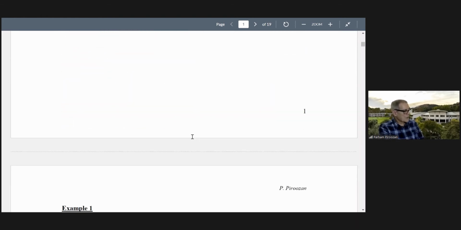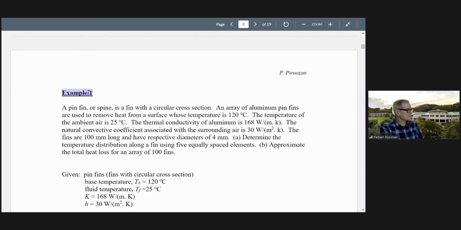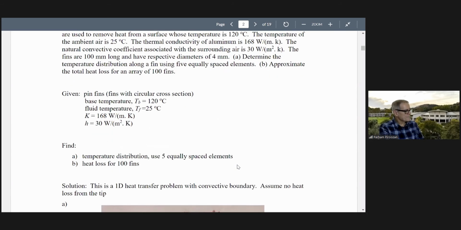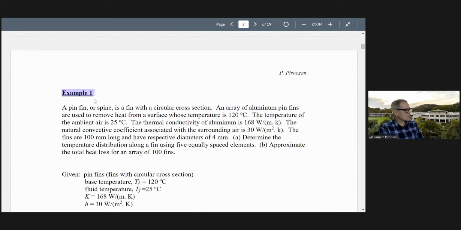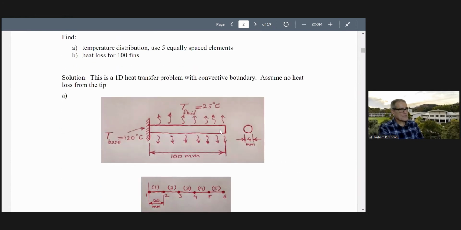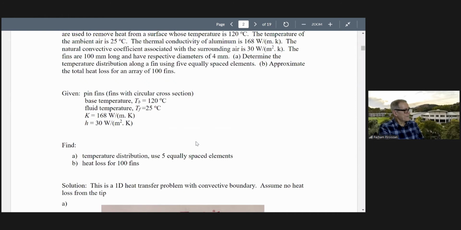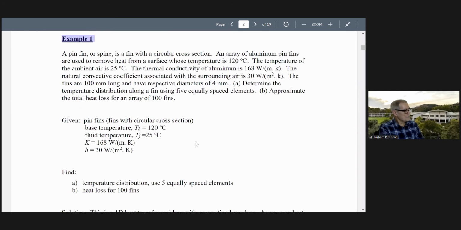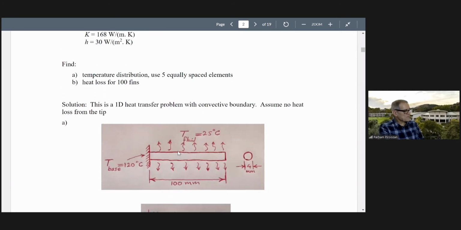All right, that's all I wanted to discuss before looking at an example problem. Any questions before looking at this example problem? All right, now this example problem is actually the same as what we did. I want to look at two example problems with you. This problem is a fin. It's a pin fin.